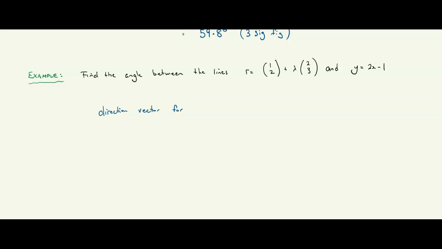I'm going to call this equation 1, and this is my equation 2. So the direction vector for 1, well, that's given here, isn't it? That's 2, 3. So nothing to do there. Just to note it, and then my direction vector for equation 2.